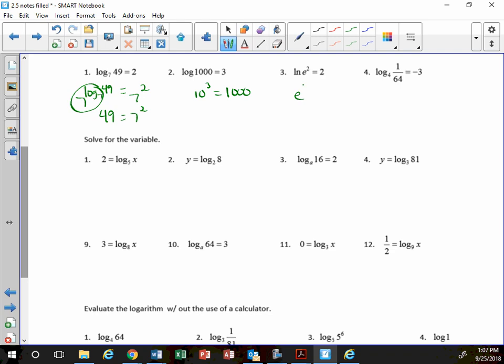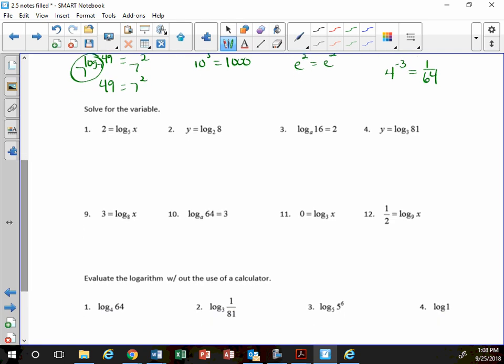So number 3, what's the base on that one? E. So we'd have e squared equals e squared, if you were just rewriting it exponentially. What about the last one? What would you write for 4? Okay. So we're okay with that, right? Okay, we're not going to do all of them in the next section. We're just going to pick a few. So number 1 there, if I wanted to rewrite that as an exponential equation, what would it be? 5 squared equals x. So then 25 is my x. Okay.